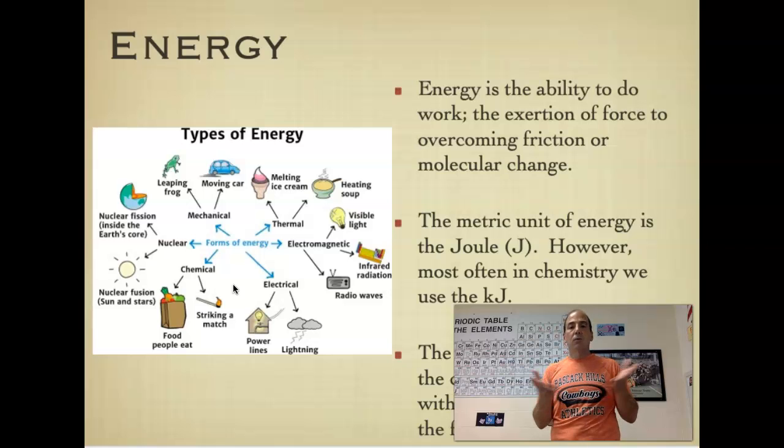So the important thing to understand is in the metric system we use a unit called the joule, named after James Joule, in case you care. The symbol for it is a capital J. There are many different forms of energy. They're all going to be measured in joules, although very often we will see kilojoules, just because we're dealing with such large quantities. A joule is actually a pretty small unit.